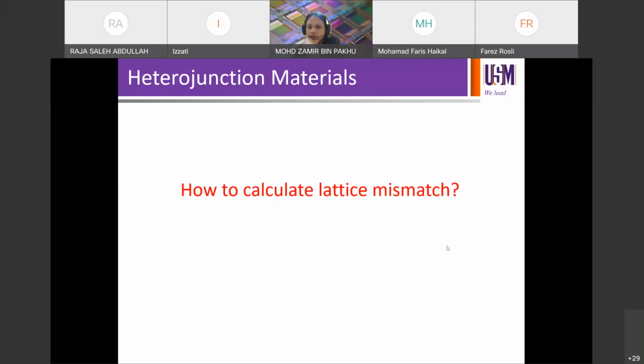Difference between two lattice constants divided by the lattice constant of one of them. Okay, all right. I've already said that.